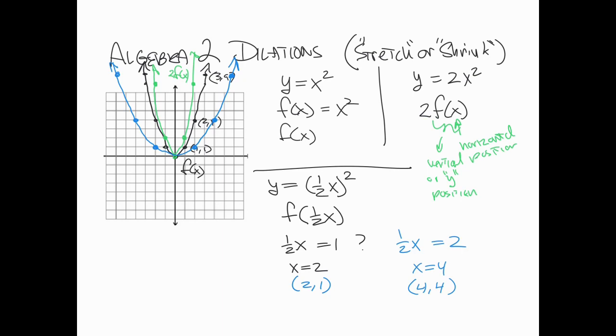On the other hand, when we multiply inside the parentheses, we get a seemingly opposite effect. And it's a horizontal effect. So this is changing where the x-coordinates of the function normally appear. And it's opposite what the effect was when they were outside. On the outside case, if it was 2, you got double. On the inside case, if it's 1/2, you get double. And if this were 2, you'd get 1/2.